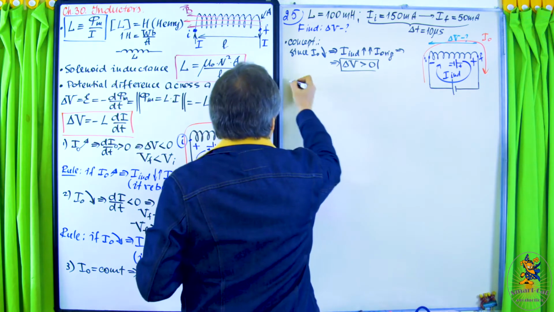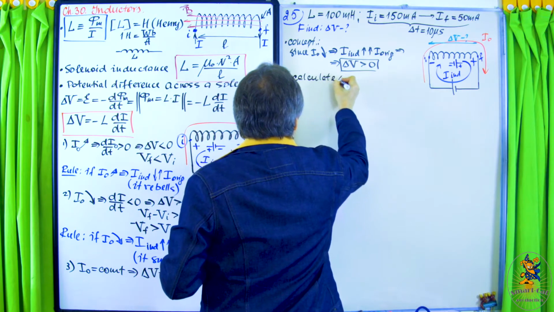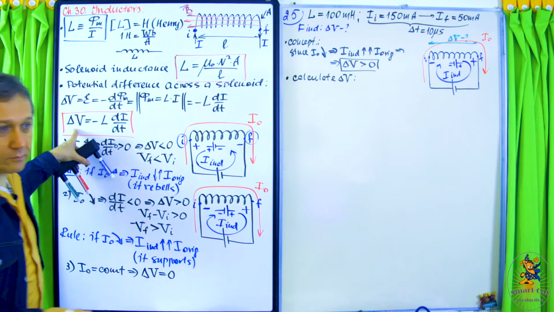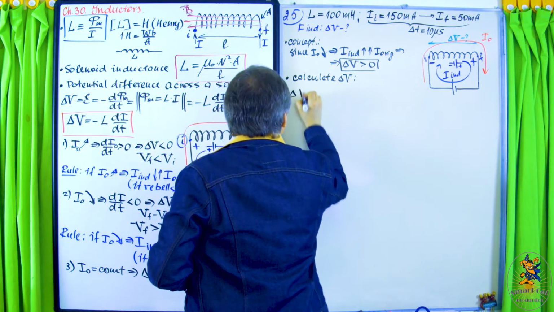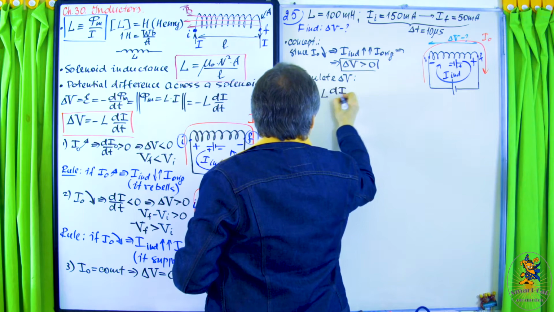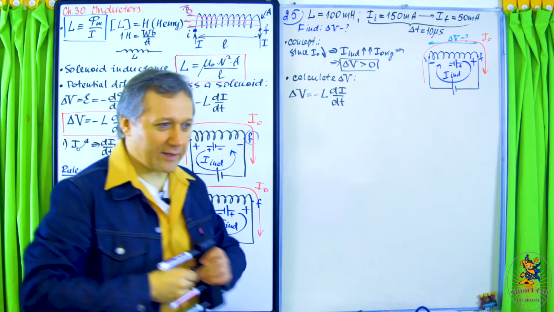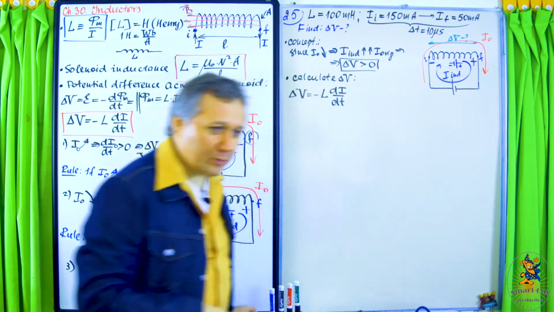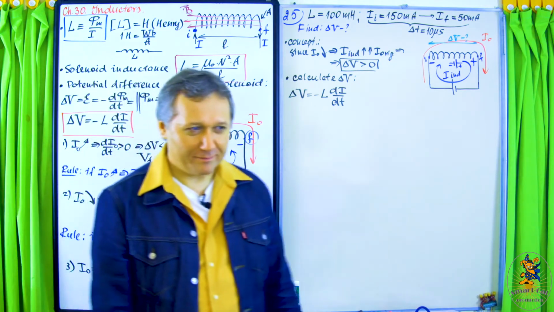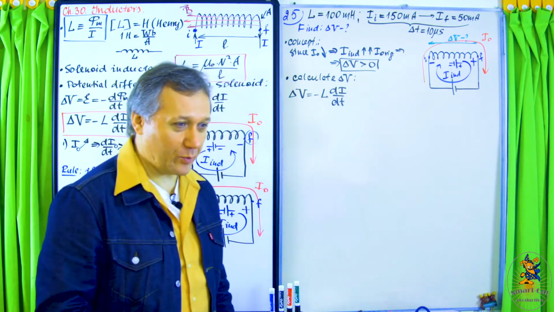Okay, so now let's calculate. Let's calculate delta V. The formula is here, so let's just apply it. Delta V equals minus L di over dt. Okay, so now I start to criticize the author of the book, right? Because I claim that the problem is not stated properly. One important piece of information is missing in order to continue from this point.